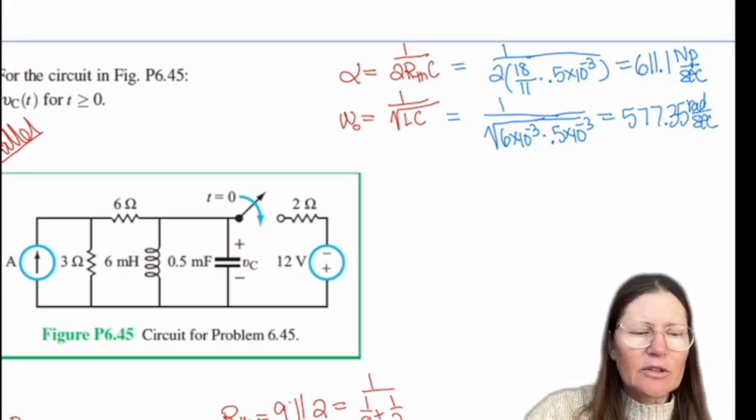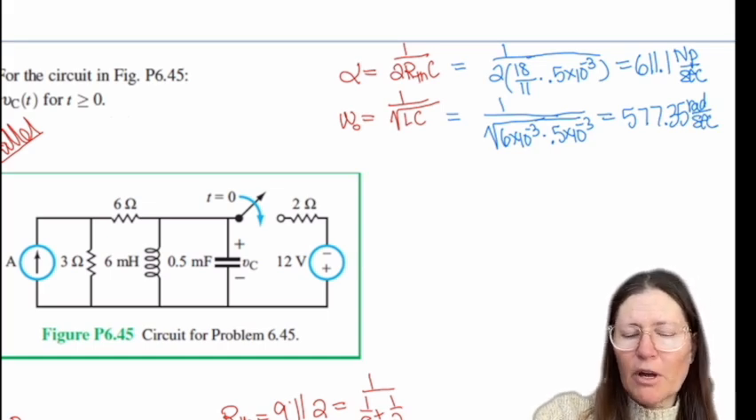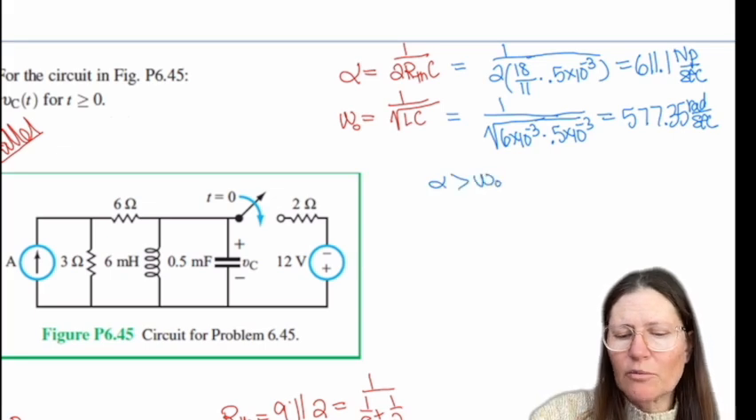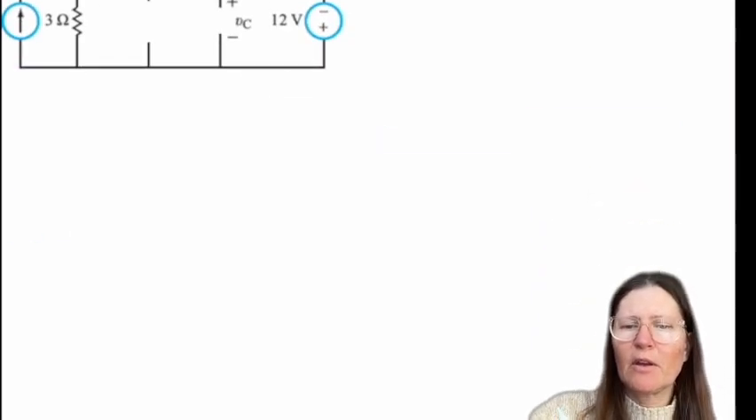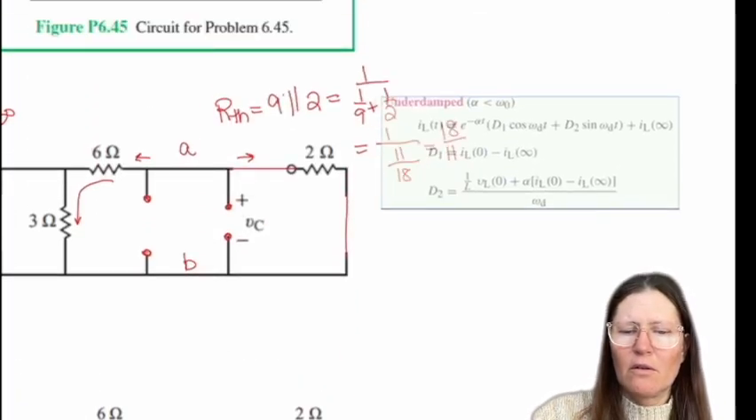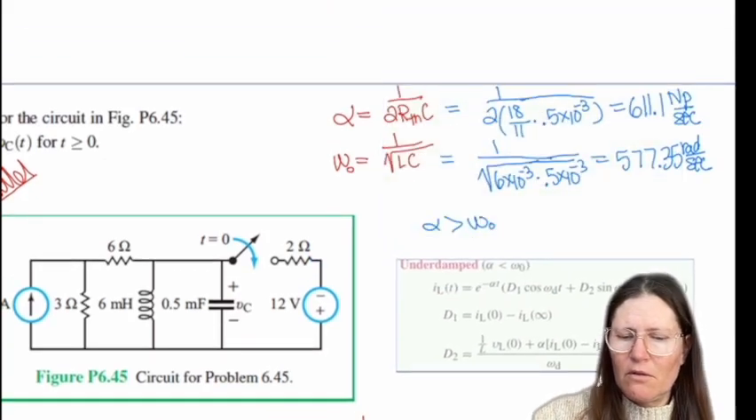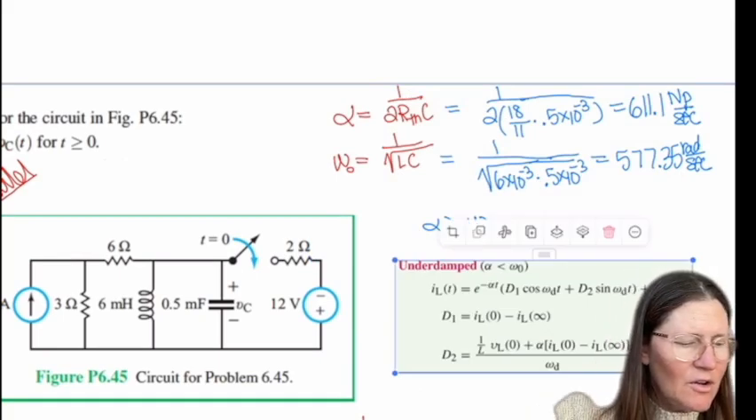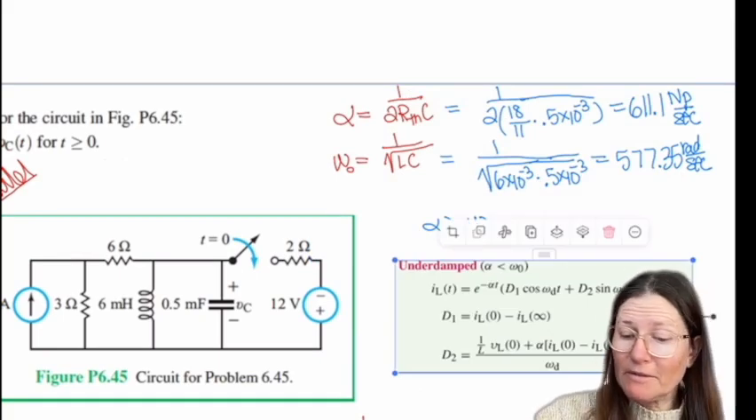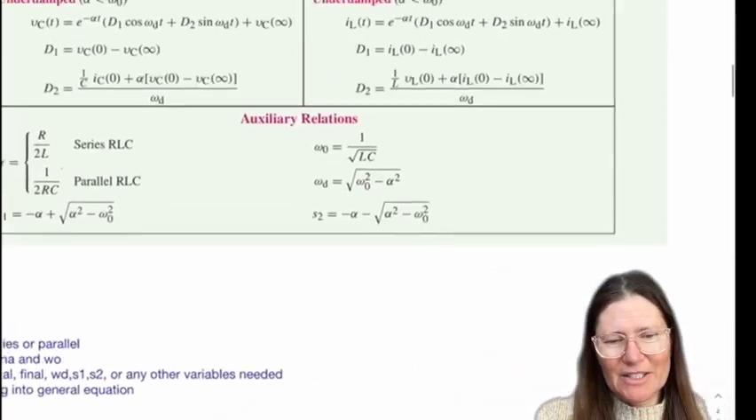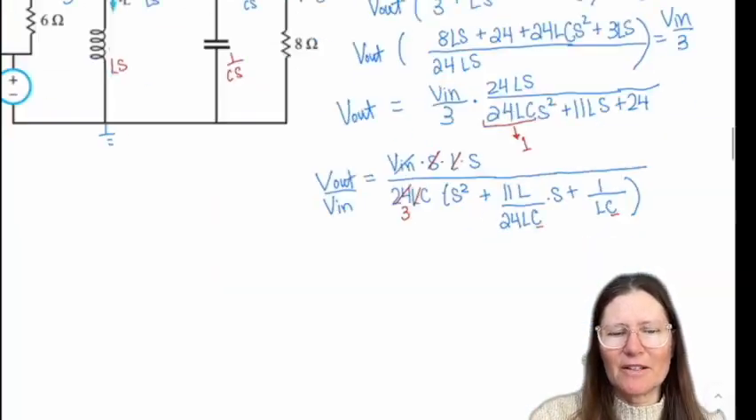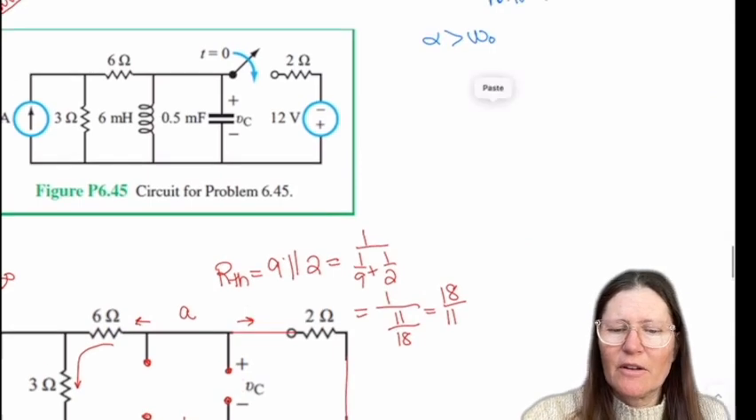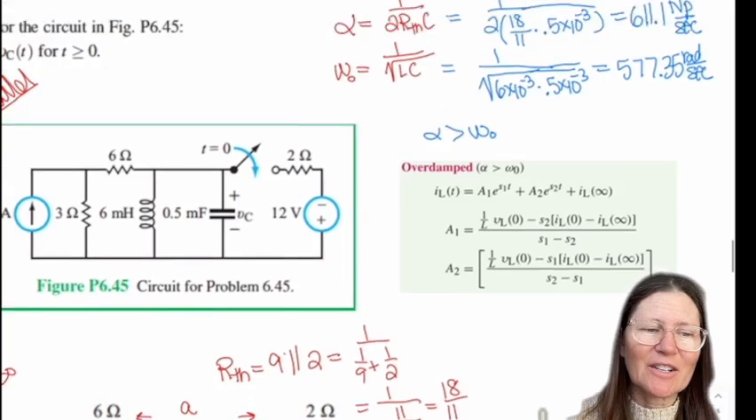So we can see here that alpha is greater than omega naught, which is our condition for overdamped. I said underdamped there, but that's not right. You find overdamped: alpha is greater than omega naught. Copied the wrong one there. Okay, so overdamped is our condition here.